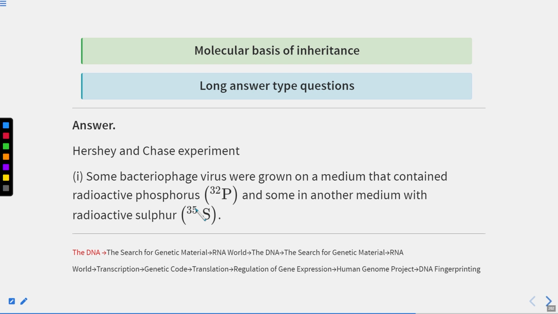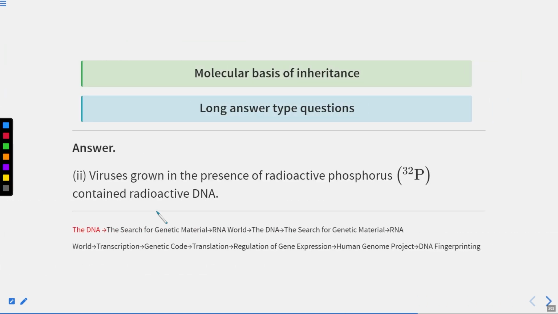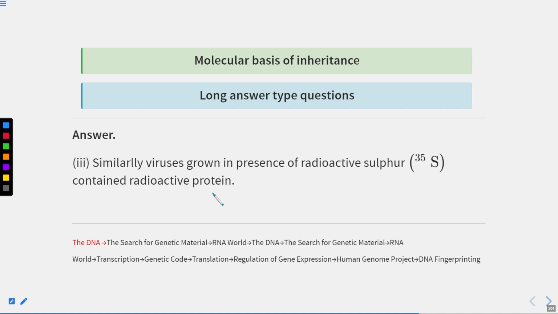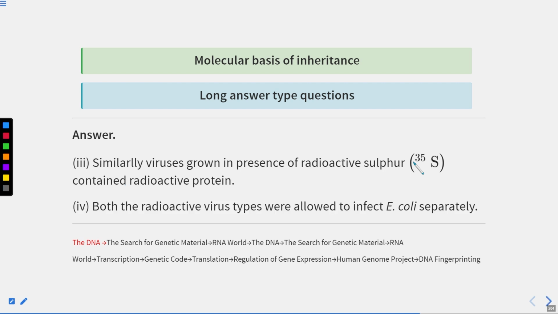Now let's discuss the Hershey and Chase experiment again in detail. Some bacteriophage viruses were grown on a medium that contained radioactive phosphorus, 32P, and some bacteriophage were grown in another medium with radioactive sulfur. The virus grown in the presence of radioactive phosphorus contained radioactive DNA. Similarly, virus grown in the presence of radioactive sulfur will contain radioactive proteins, meaning the radioactive sulfur will be present in the protein coat.